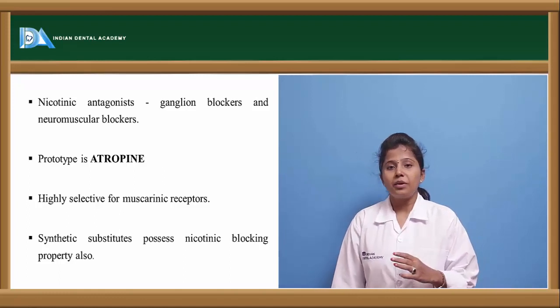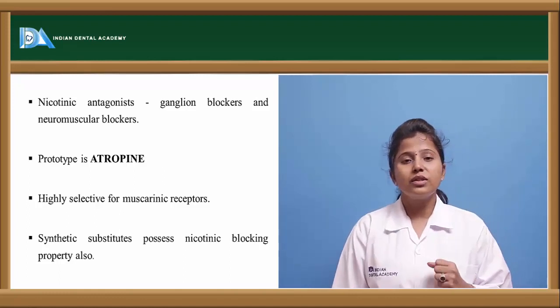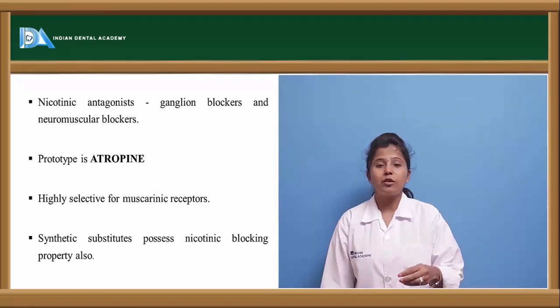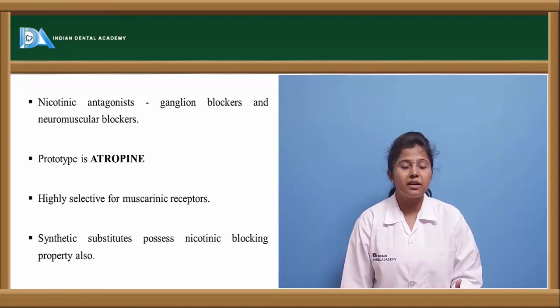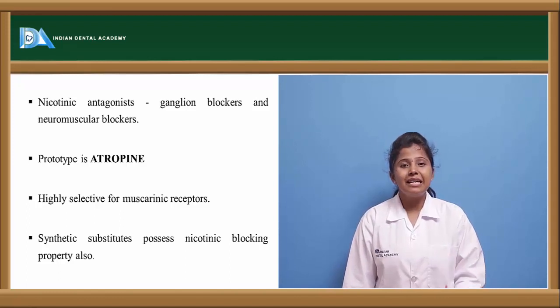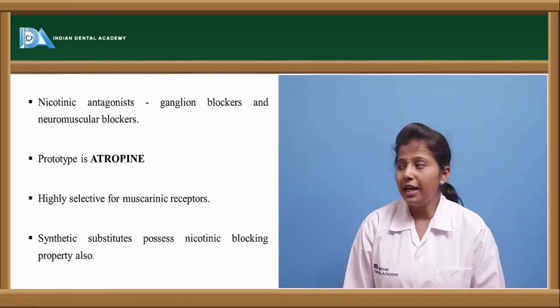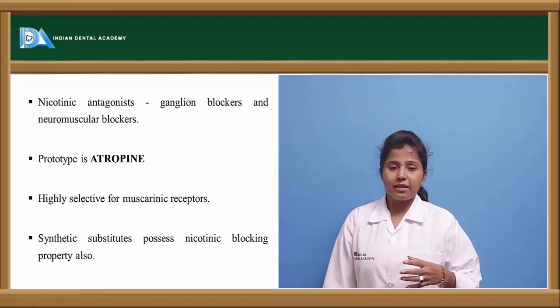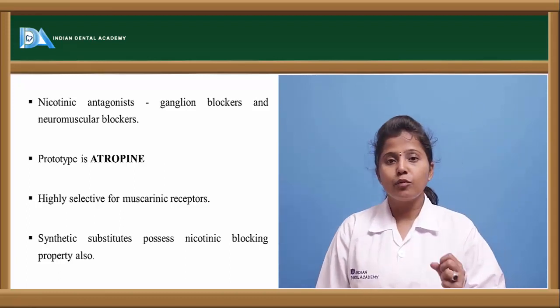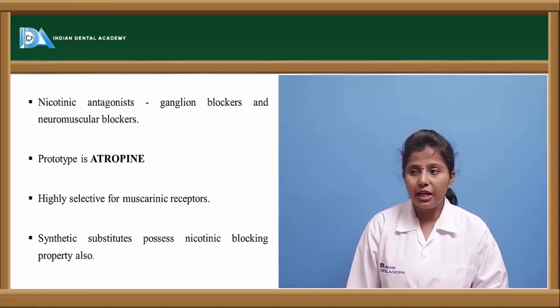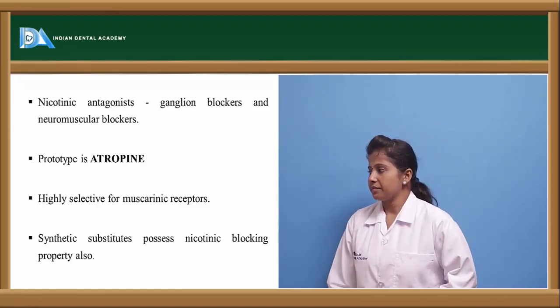And atropine is one of the drugs used as a prototype of these parasympatholytics. So what does this mean? Atropine, we can say, is a sample, or an early drug, which shows the parasympatholytic activity. And these parasympatholytic drugs are mostly selective towards muscarinic receptors when compared to the nicotinic receptors.